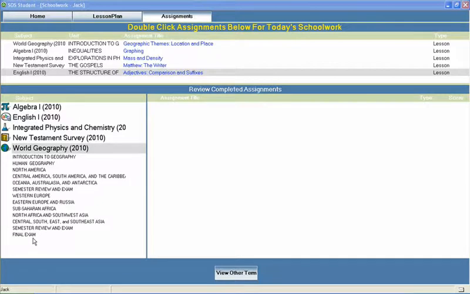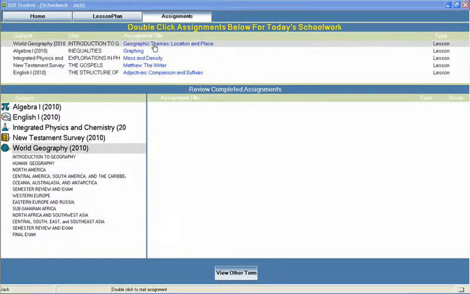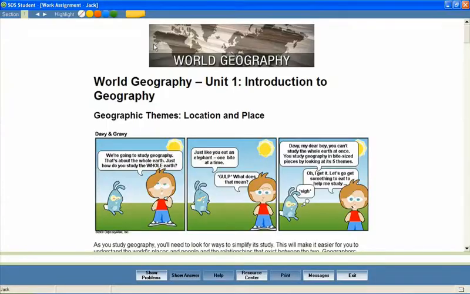Now let's take a look at a world geography lesson to see how concepts like these are covered. In a unit entitled Introduction to Geography, let's look at a lesson called Geographic Themes, Location and Place.